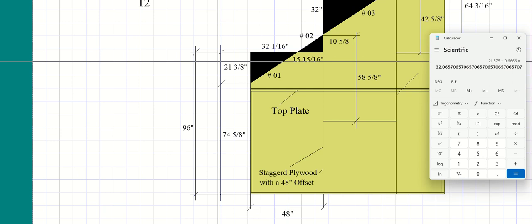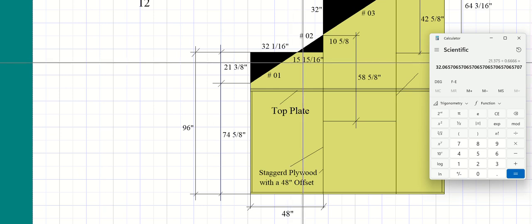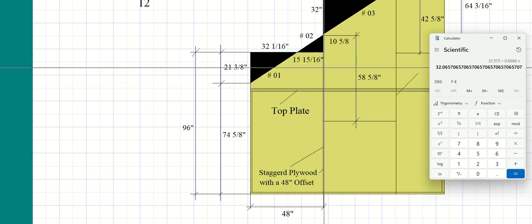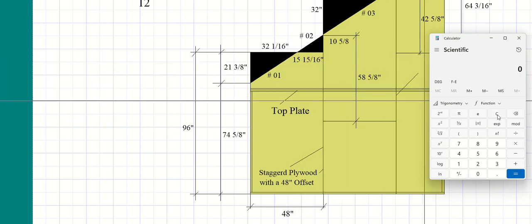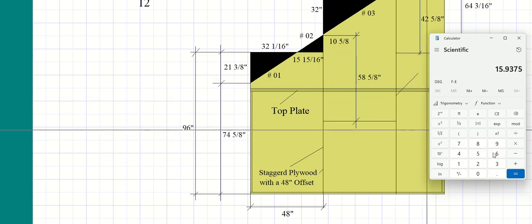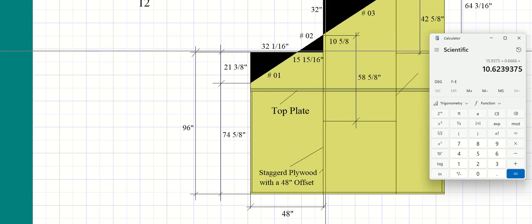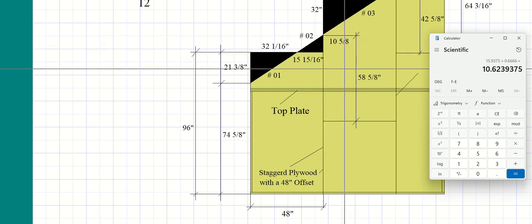Now that I have 32 1/16, I automatically know what my next sheet is. So I don't have to pull any numbers. I already know I got 15 and 15/16. So once again, we have 15.9375. We're going to multiply times 0.6666. NTS gives me a rise of 10 and 5/8. So 10 and 5/8 is from here to here.